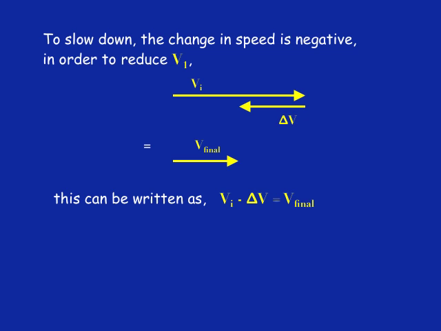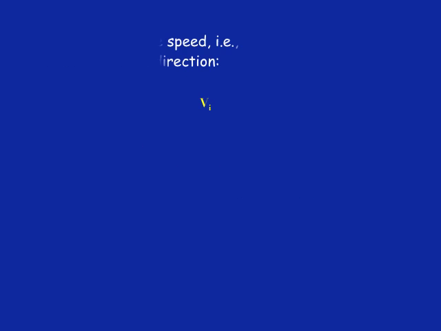This is the head-to-tail method, where delta v's tail is again at the head of v initial, and our v final vector, its tail starts at the tail of v initial, and its head points at the second vector to be added, the head of delta v.